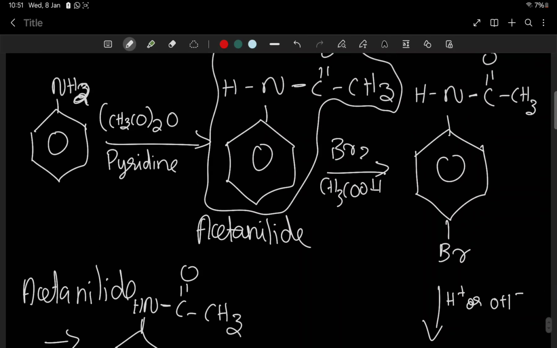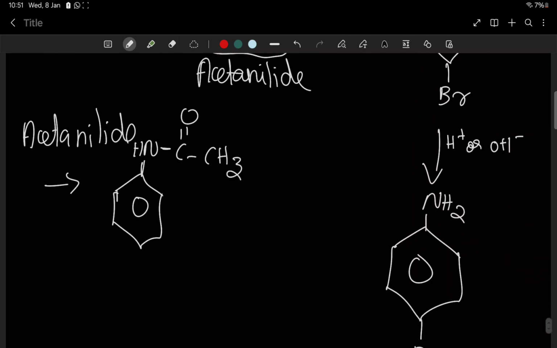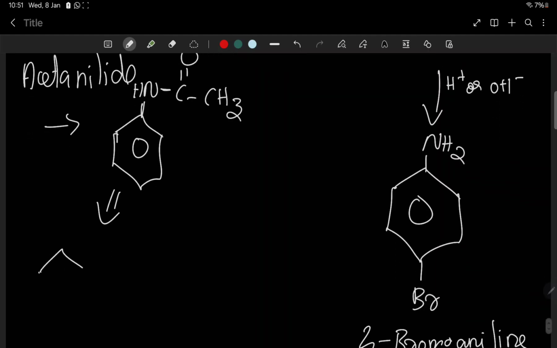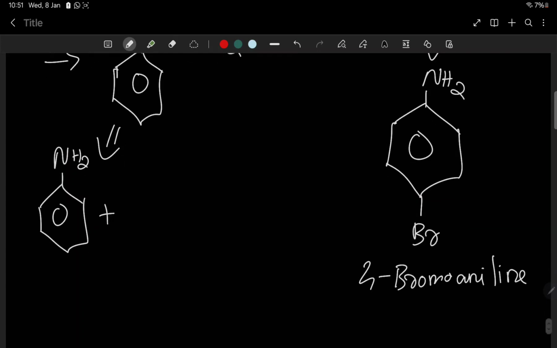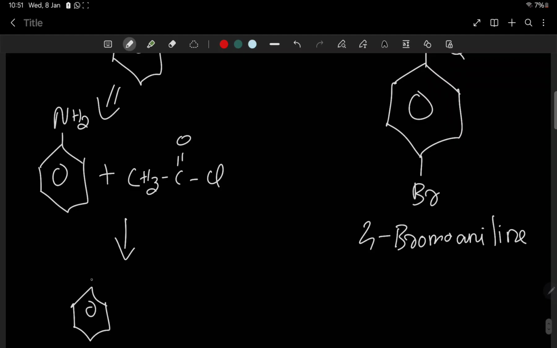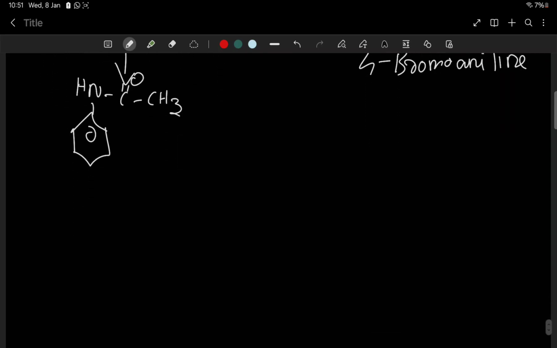Using an acylation reaction we can prepare this compound. How to prepare this? Take an amine, NH2, plus what carbonyl compound? We will take CH3 C double bond O Cl. Like this also we can prepare the above compound. It is NH C double bond O CH3. Yes. So this is the limited addition of bromine.